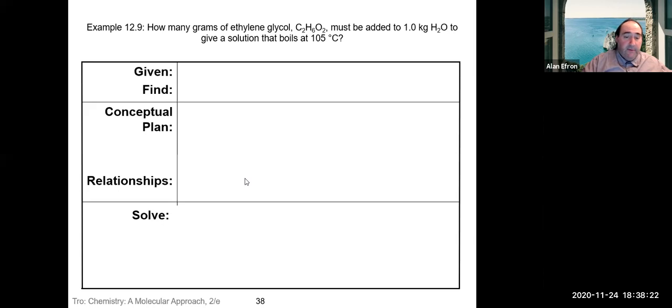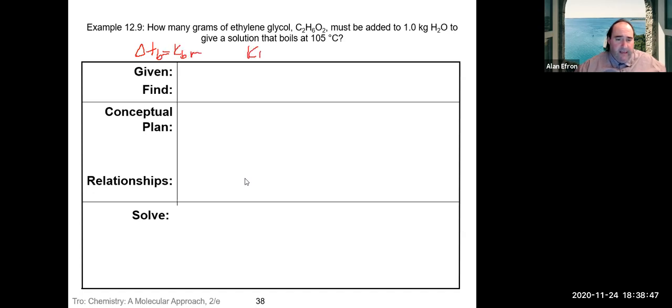Why don't you do this one? We'll do some boiling point here. So how many grams of ethylene glycol must be added to 1 kilogram of water to give a solution that boils at 105 degrees Celsius? So here we're actually using our boiling point. So give it a go, see what you come up with.